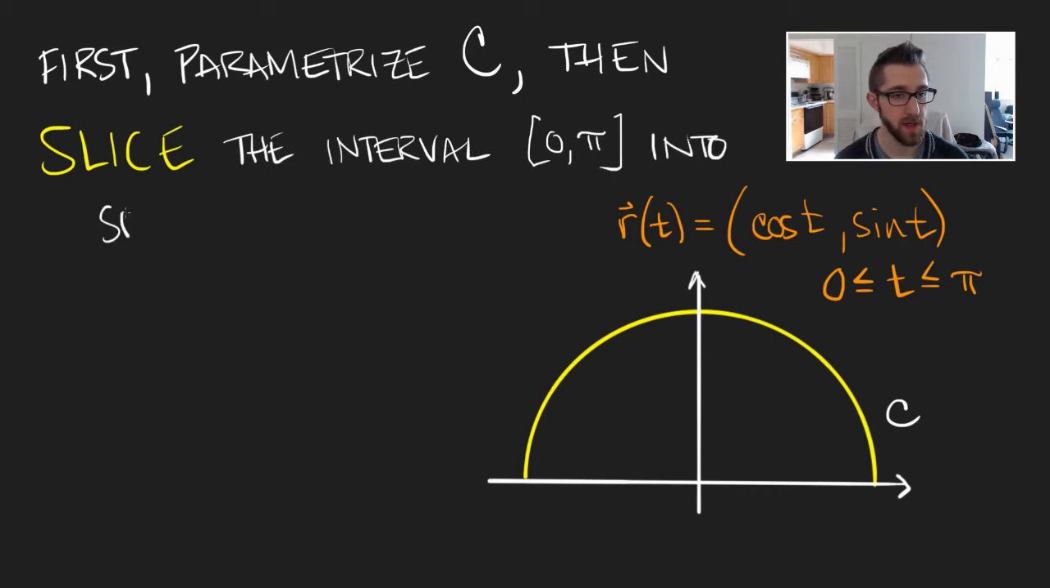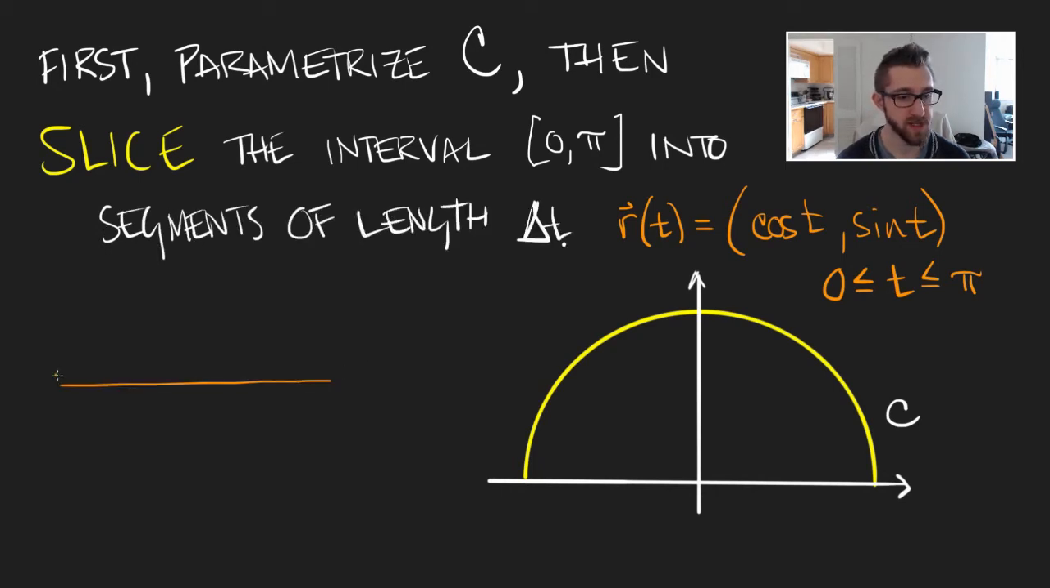into segments of length, and let's call the length delta t. So here's the parameterization domain, here's 0, here's pi, and we're going to come in and cut it into pieces. So just so that the picture doesn't get too messy, I'm going to cut my interval into just 6 pieces. The spacing between them we'll call delta t.